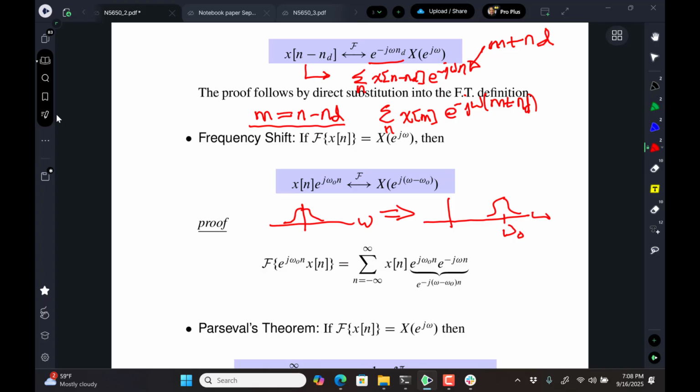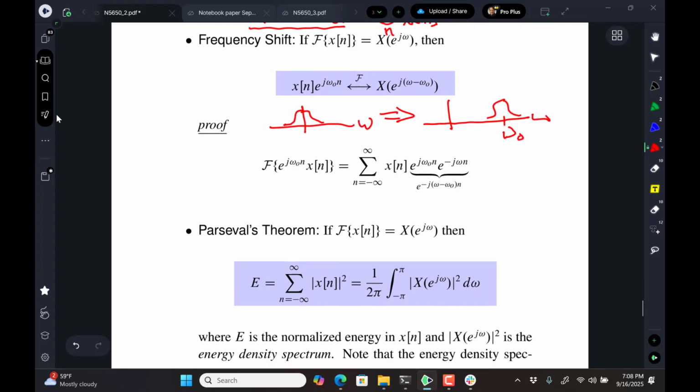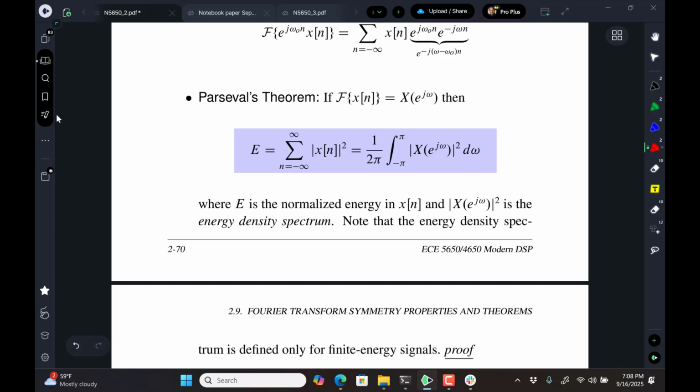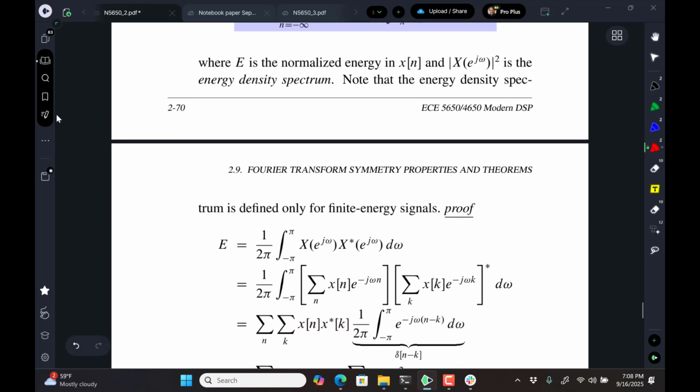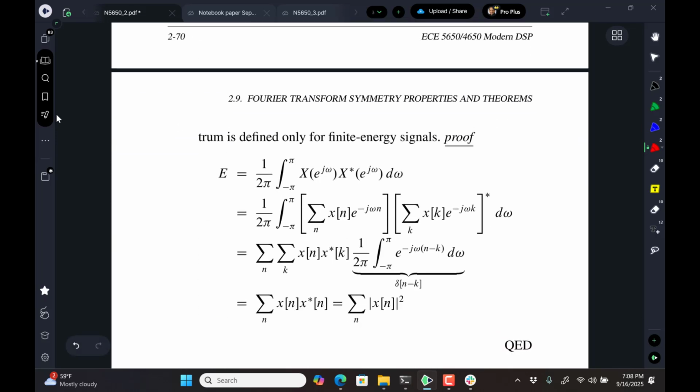And there's a proof. Parseval's theorem is just in here for completeness, saying that the energy in the frequency domain side is equivalent to the energy in the time domain side. The proof of this one is a little bit more detailed, and it just involves the definitions again.